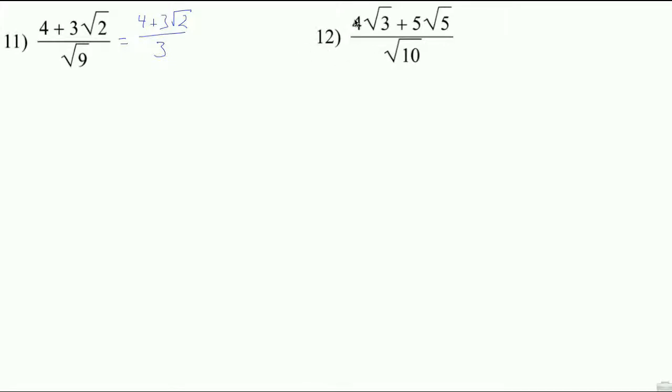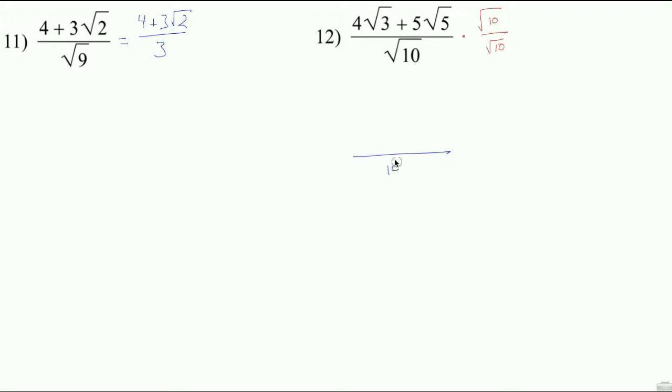Moving to number 12, 4 root 3 plus 5 root 5 all over root 10. There's no simplifying we can do within our radicals to start with. We're not allowed to have a square root in the denominator, so we're going to use the same strategy we did on, I think it was 9 and 10. We have to multiply top and bottom by the square root of 10. We do that because the square root of 10 times the square root of 10 is just 10 in the denominator.